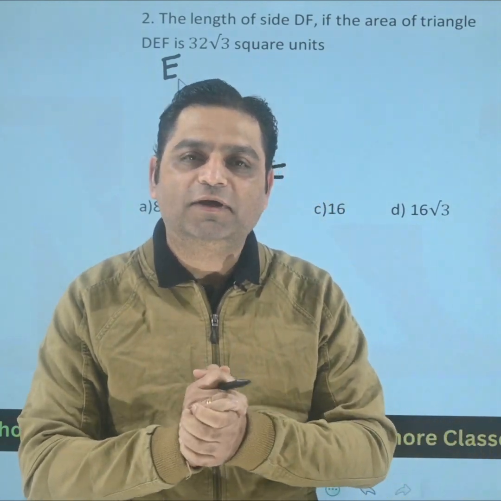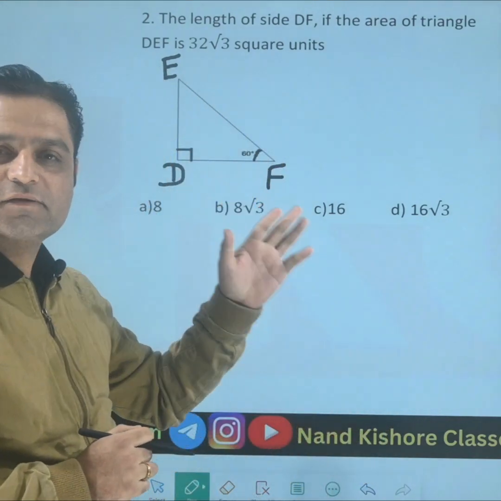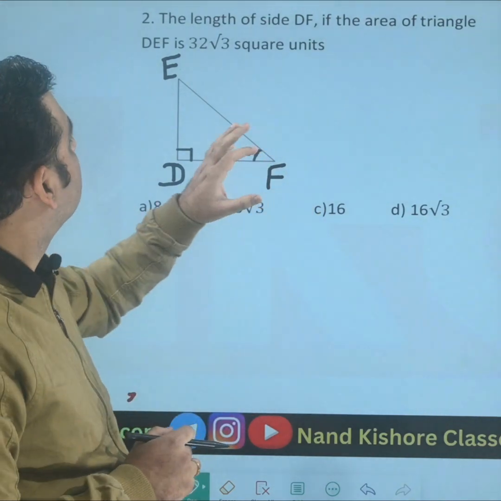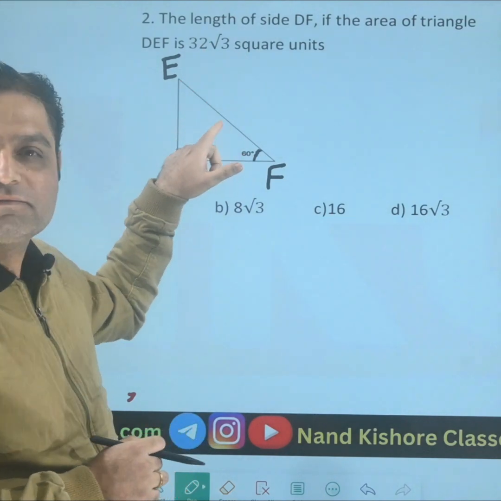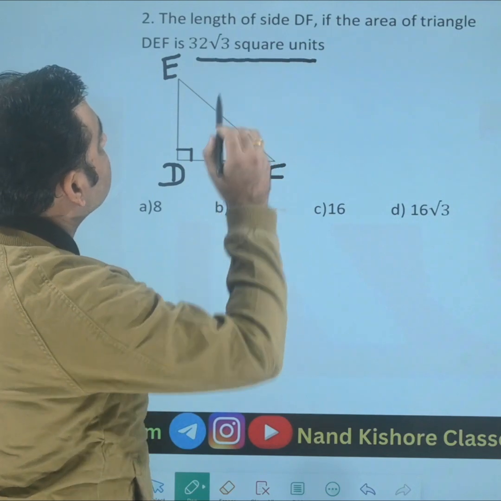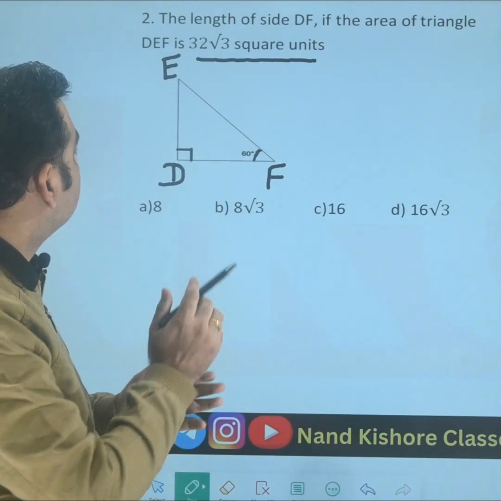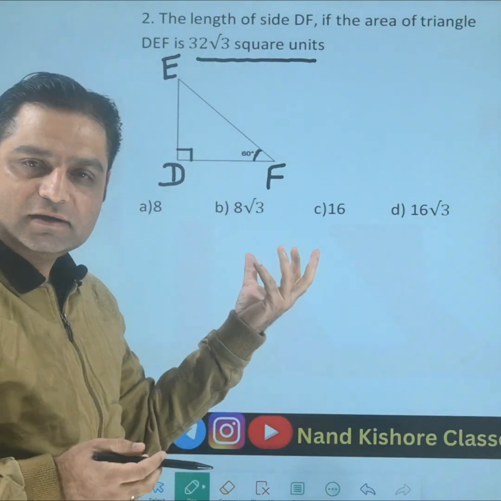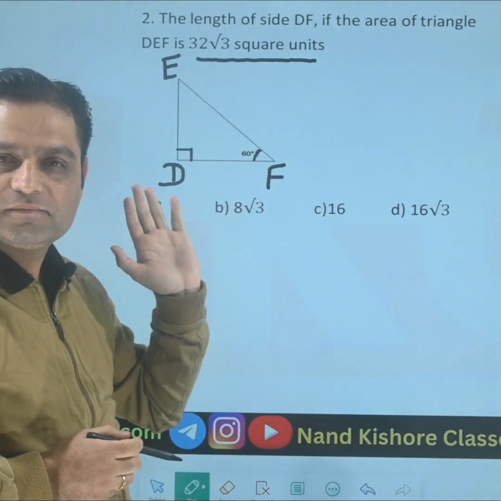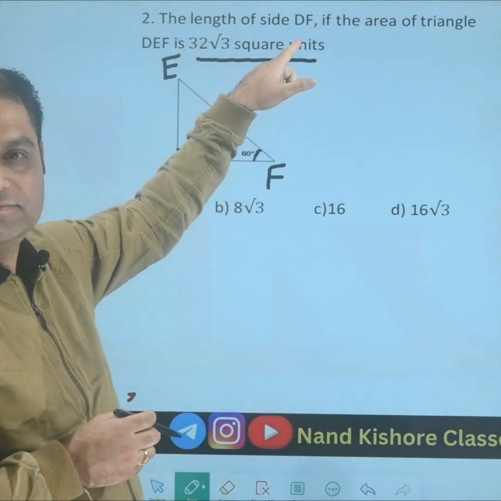Today's lecture is going to be very interesting. Please have a look at the question. This question is very interesting because we use trigonometry in this question. Area of this triangle is given as 32 root 3 square units. One angle is 90 degree, obviously it's a right angle triangle. And this angle is given as 60 degree, right? And we need to find the length DF.